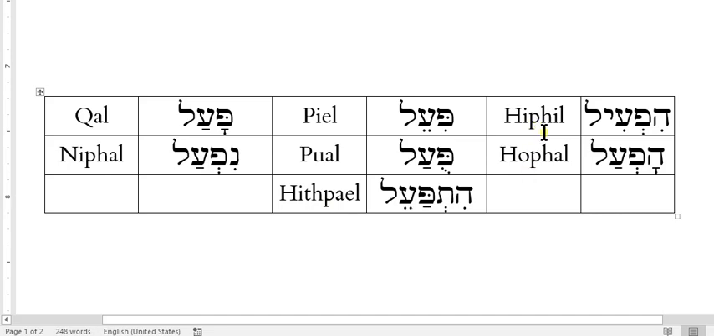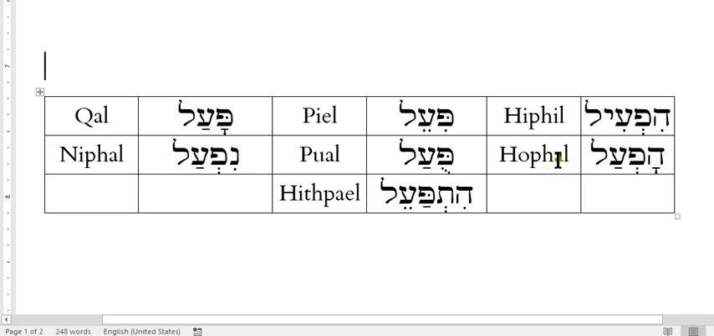The Hifil and Hofal typically add the causative nuance to a verb's meaning in the Qal. So if the verb pakad in the Qal means to visit, if we put it in the Hifil, it means to cause someone to visit. And the Hofal just makes it passive, to be caused to visit.